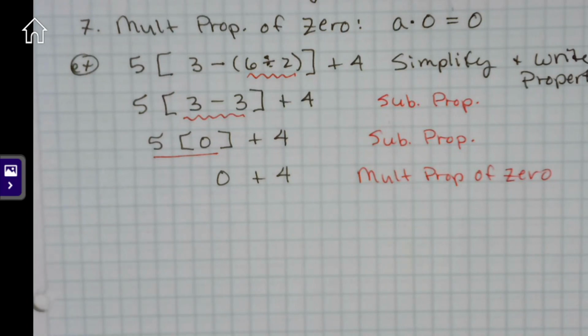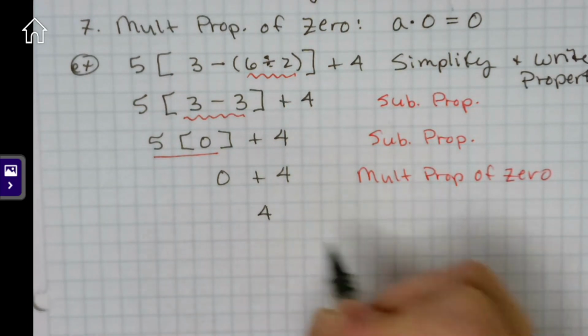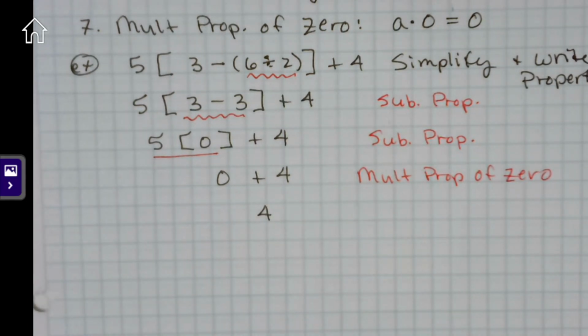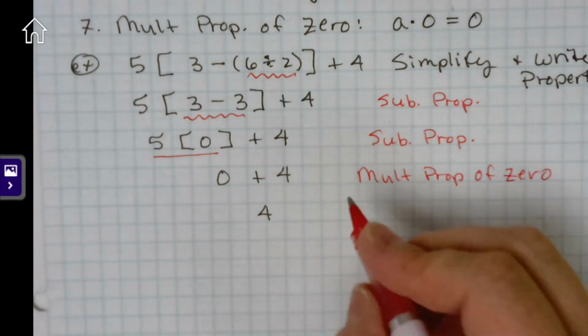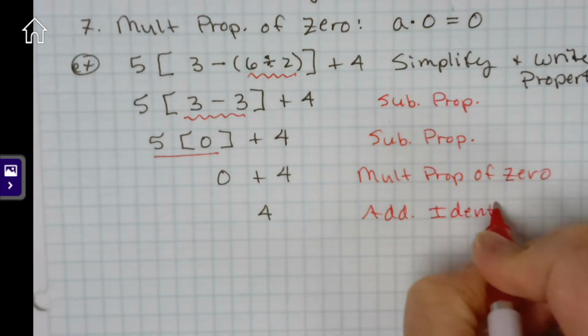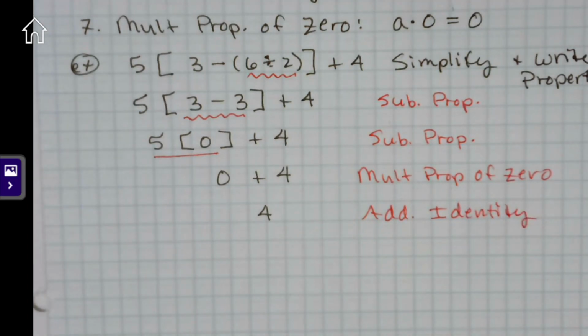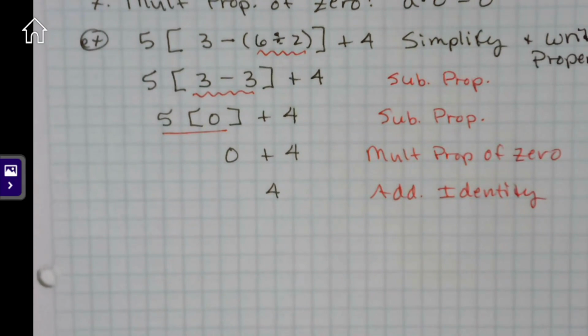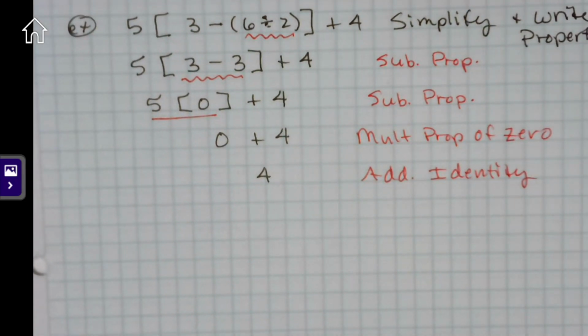And then last is add, subtract. 0 plus 4 is 4. So the 4 didn't change. That would be additive identity. Remember, the word identity means the number didn't change. Add says you added something to it and it didn't change. All right, are there any questions about this?